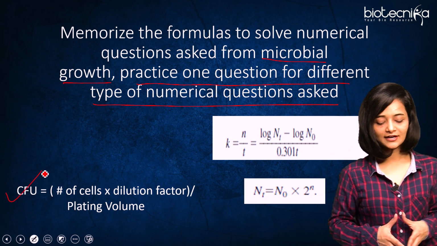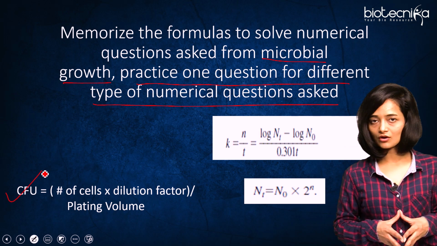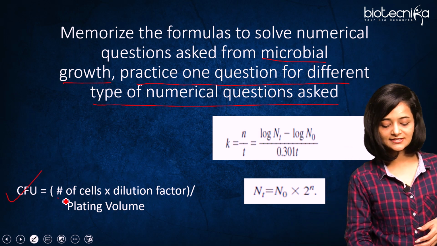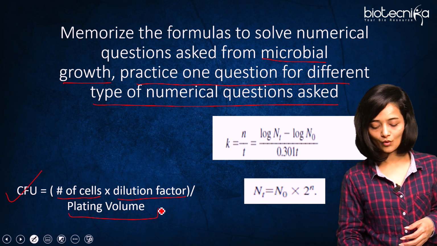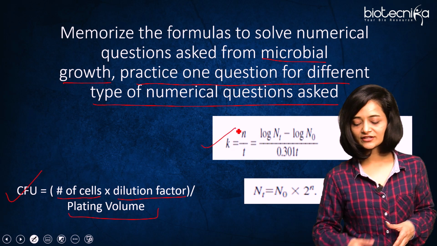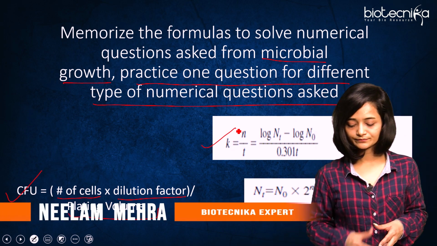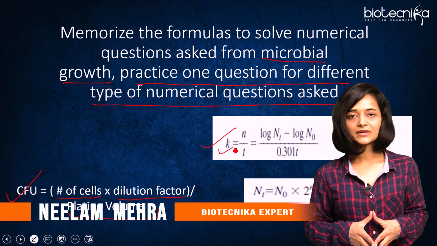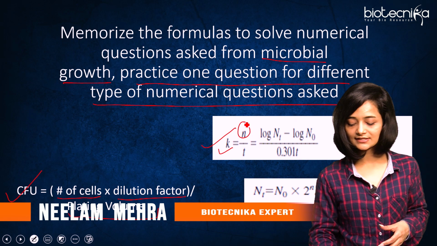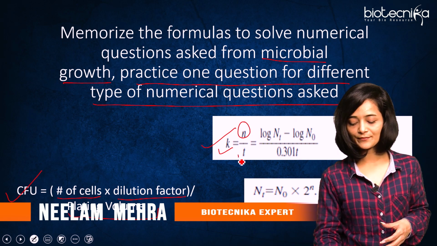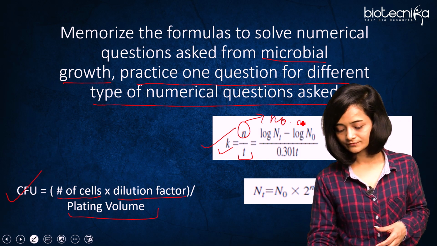So the first equation that you'll be dealing with is how to calculate CFU, that is colony forming unit. The equation for this is number of cells multiplied by dilution factor divided by plating volume. The second equation would be the mean growth constant, represented by small k. It is basically the number of generations per unit time, where small n is the number of generations.